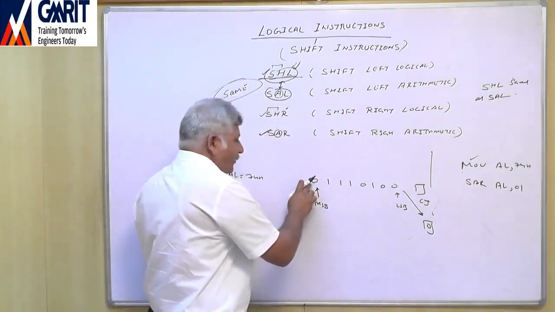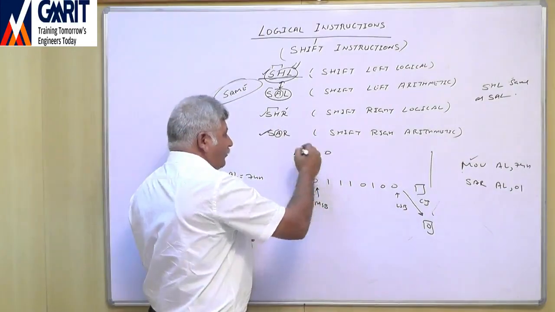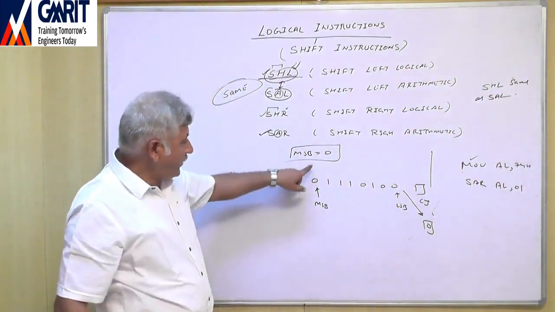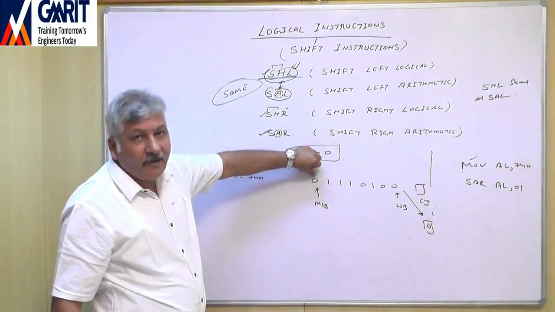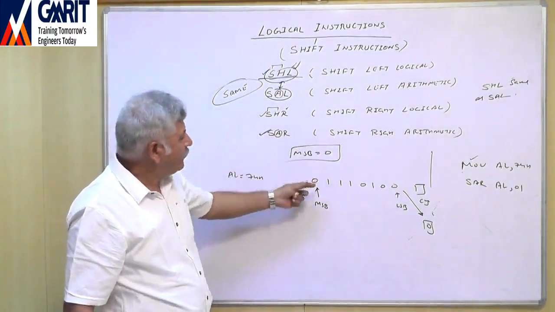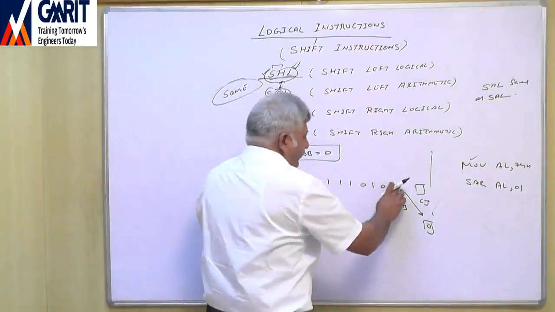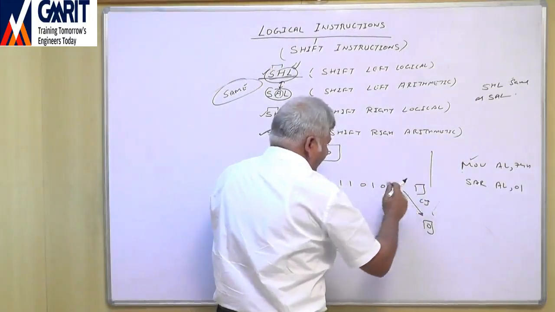You note down the MSB value somewhere. MSB bit position is 0. What is the sign bit? The MSB bit indicates the sign bit. If this bit is 0, it indicates the number is positive. If this bit is 1, it indicates the number is negative. So note down the sign bit somewhere. MSB bit is 0. And this 0 is shifted here and all the numbers will be shifted right side.